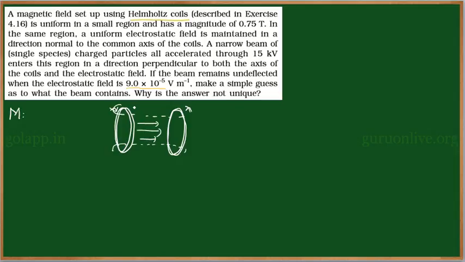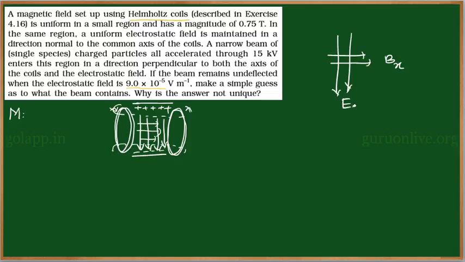Now an electric field is set up such that it is perpendicular to the magnetic field like this. These two are the electrical plates which are producing a uniform electric field which is perpendicular to the magnetic field. Here, assume that the magnetic field is in the x direction and the electric field is in the y direction. These two are perpendicular to each other.